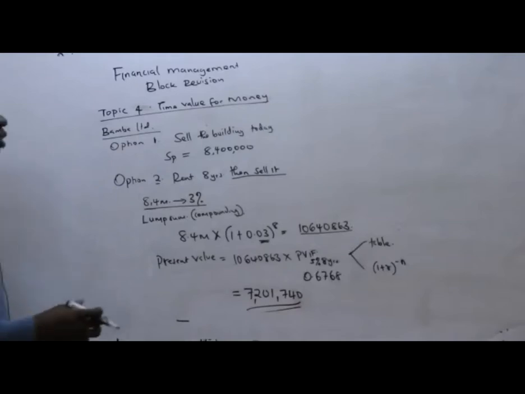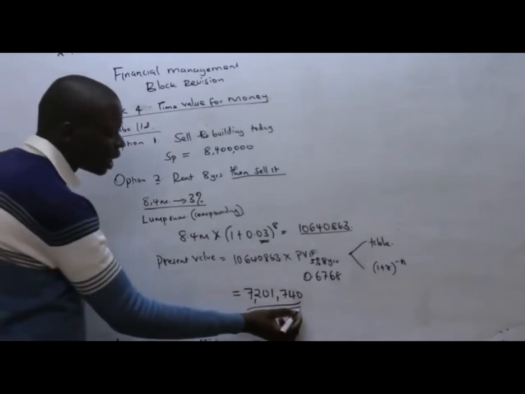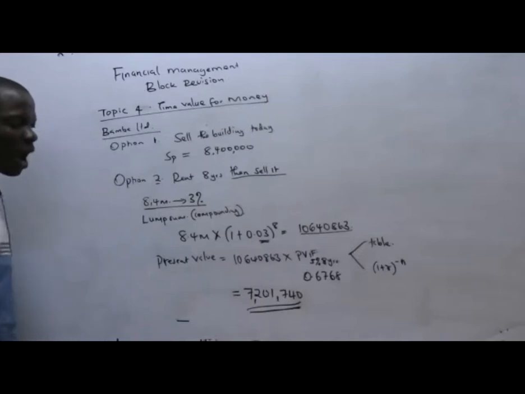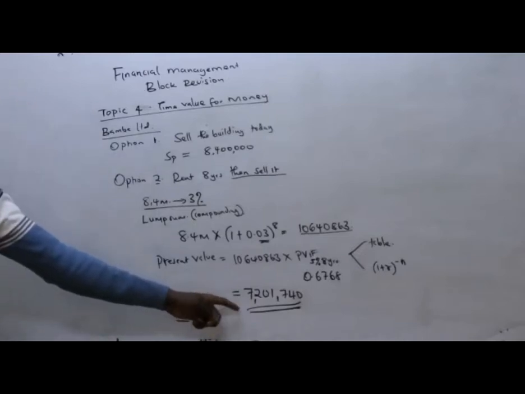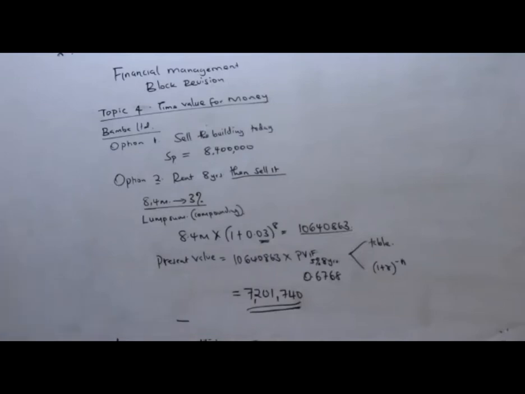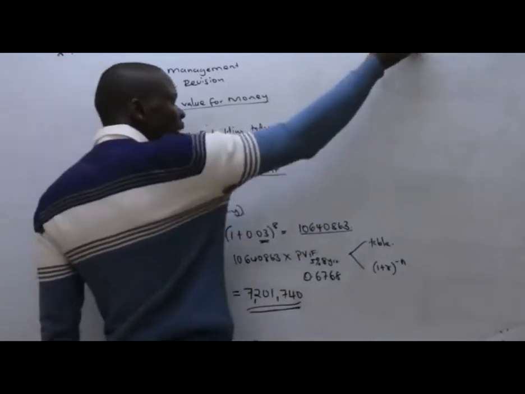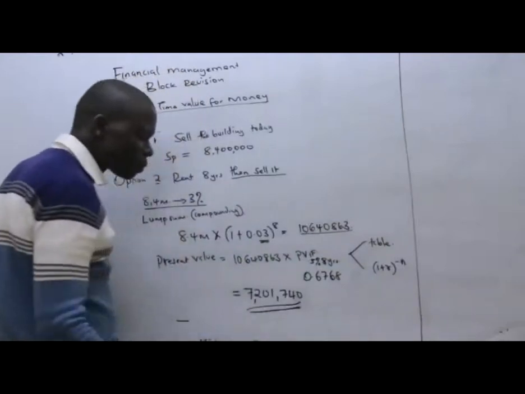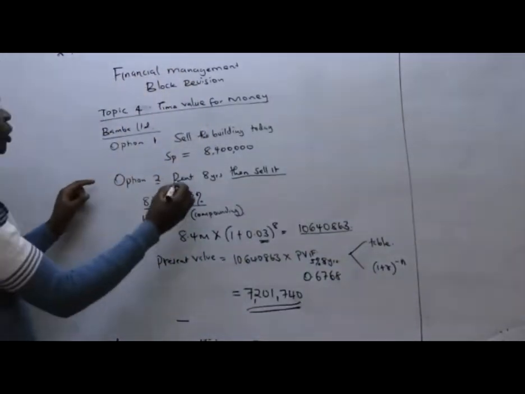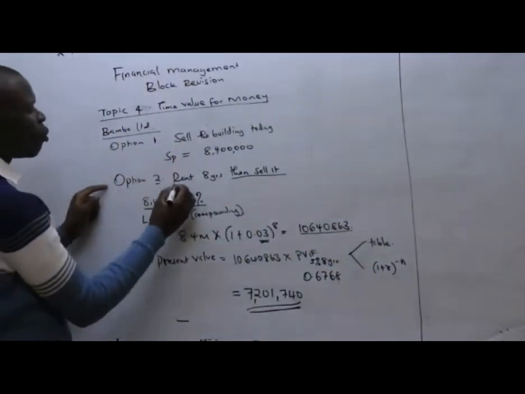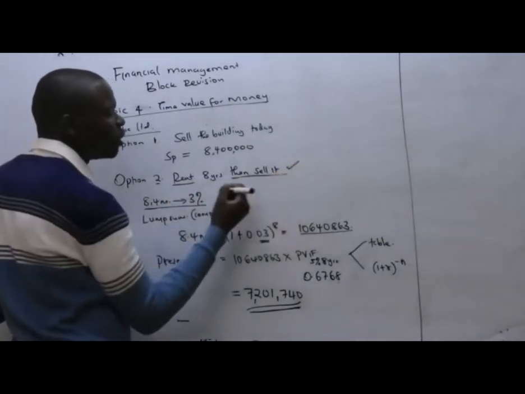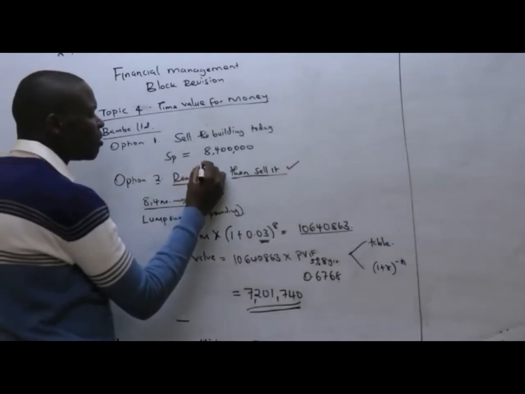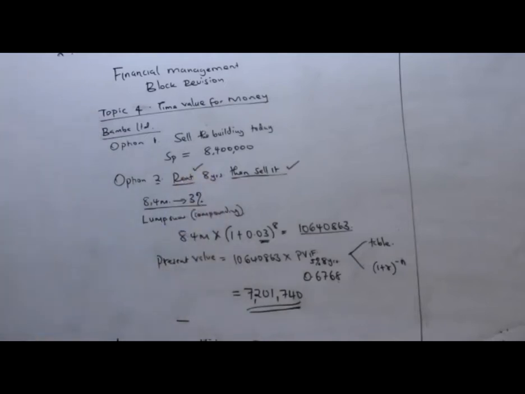So this is the value of the house after 8 years. When we discount it, we'll have 7,201,740. Then we have another aspect. Since we were told here that we will rent the house, then sell it. Now we've determined the value when we sell it. Now I want us to determine the value when we rent it, right?